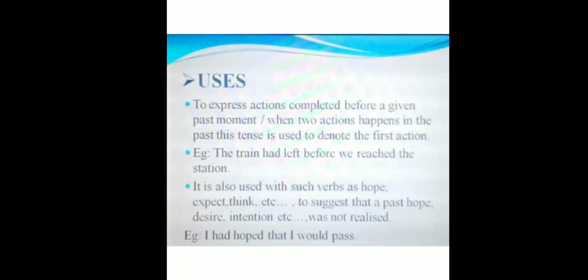Two tenses are used. Second, it is also used with verbs such as hope, expect, think, etc., to suggest that a past hope, desire, intention, etc. was not realized. Example, I had hoped that I would pass. To express some hope or expectation or thought or desire or intention, that will be under past perfect tense.